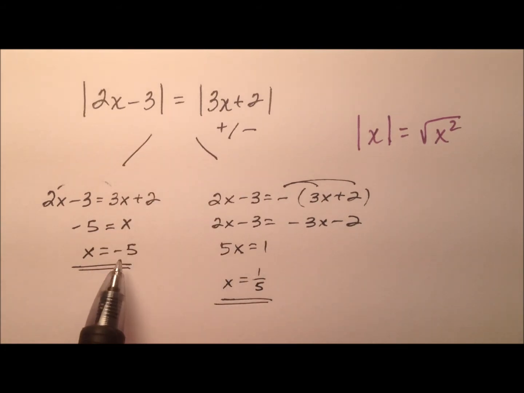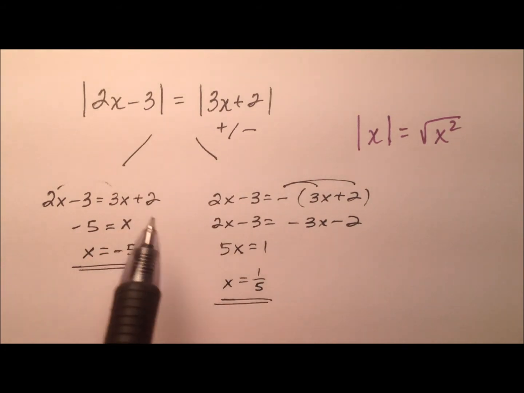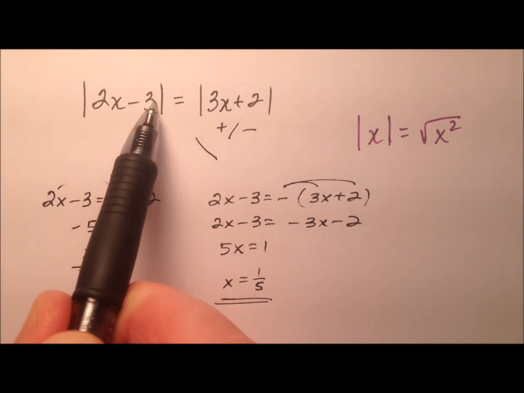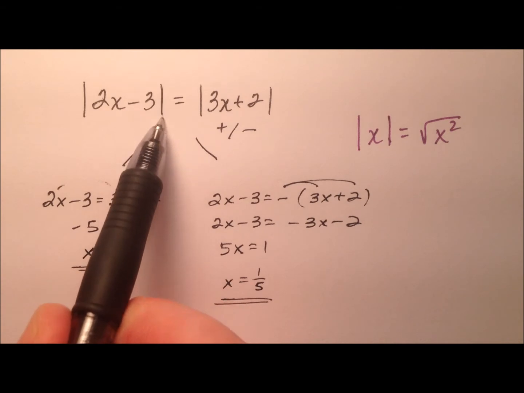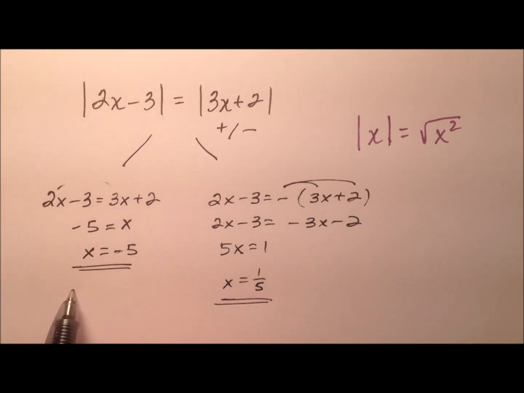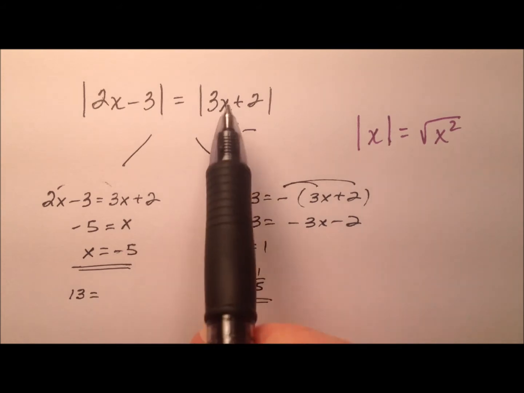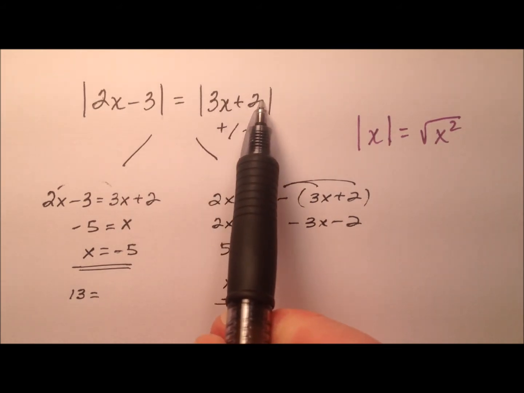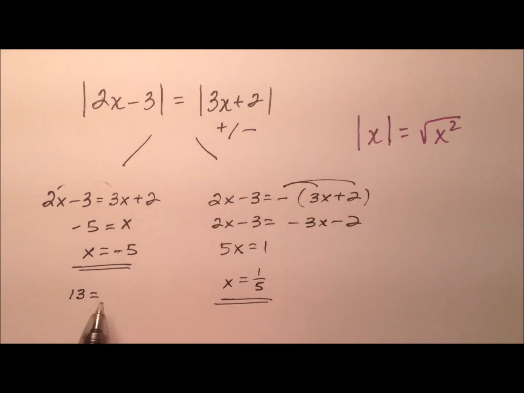Okay, so let's go ahead and plug them both back in and just make sure they work. So the negative 5 first. So 2 times negative 5 is negative 10. Minus 3 is negative 13. Absolute value of negative 13 is positive 13. So I'm going to go ahead and jot that down. So negative 5 on this side. 3 times negative 5 is negative 15. Plus 2 is negative 13. Absolute value is positive 13. So 13 equals 13, and that one works.